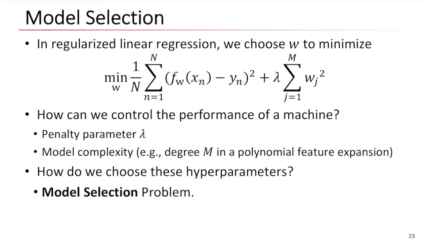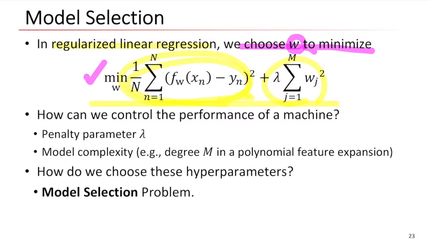Here's another way. Let's go back to the regularized linear regression problem, which has the original loss function with a regularization term like this. So the goal of linear regression is to find the W that minimizes this function. This is the goal of the linear regression problem.